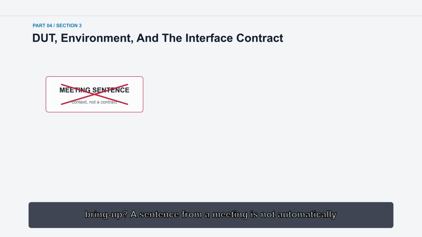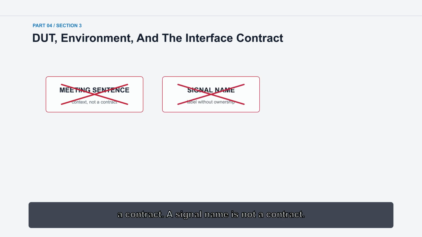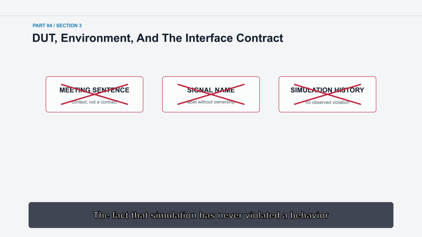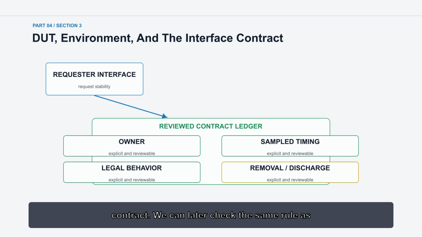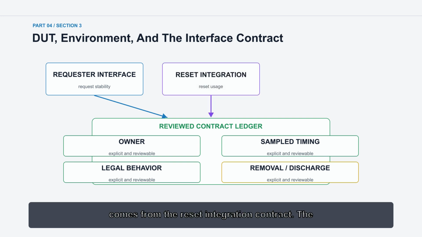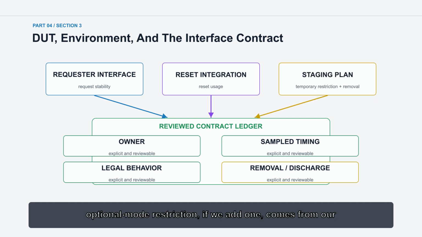A sentence from a meeting is not automatically a contract. A signal name is not a contract. The fact that simulation has never violated a behavior is not automatically a contract. For our example, request stability comes from the requester interface contract. We can later check the same rule as an assertion when verifying the requester. Reset usage comes from the reset integration contract. The optional mode restriction, if we add one, comes from our verification staging plan and must eventually be removed.